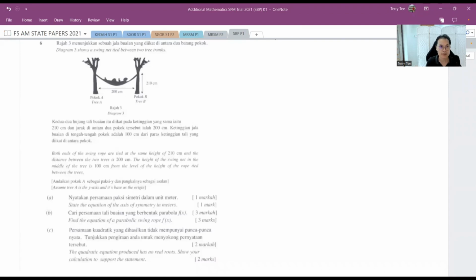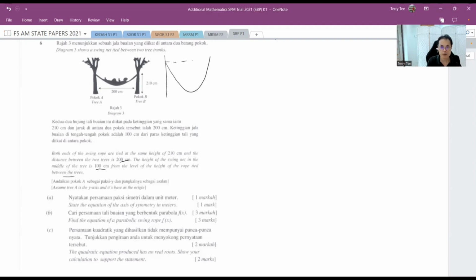Okay, question number 6. So here we have a swing that is tied between 2 tree trunks. Both ends of the swing rope are tied at the same height, 210 cm, and the distance between the trees is 200 cm. The height of the swing in the middle of the trees is 100 cm from the level of the height of the rope tied between the trees. So what we're saying is this. Okay, I know it'll be hard to see. Let me redraw using a graph like this.